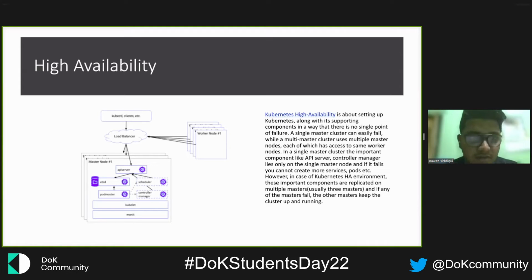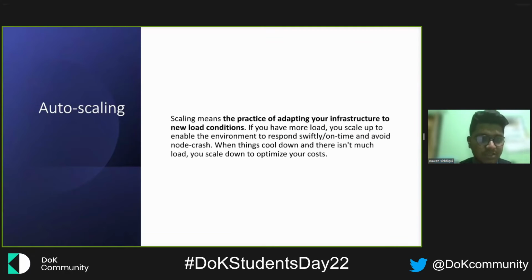So back here. A high availability setup is like we make sure the master node and the worker nodes work in a manner where there are multiple master nodes. A single master node can easily fail, while if we make sure there are multiple master nodes, that makes sure the cluster will be running at all times, or at least most of the time, and there will be fewer chances of failure, and we will avoid a single point of failure. The important components are replicated on multiple masters, and if any master fails, the other masters keep the cluster up and running. That's the basic point.